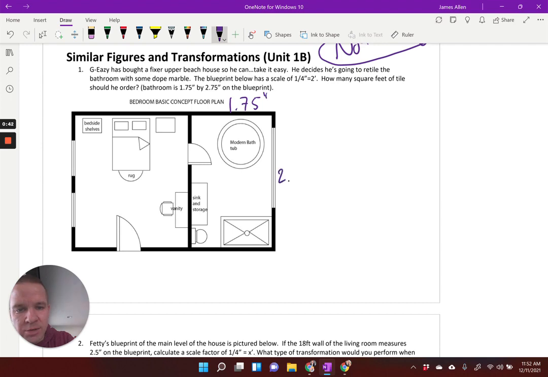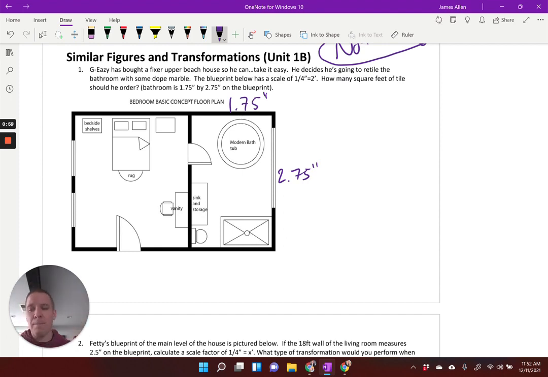1.75 inches and 2.75 inches for my bathroom. Now, we're not going to subtract out all these different fixtures and stuff like that because we don't really have any of those measurements. We're just going to do the whole rectangle, okay? This is obviously also a review of some area. The main thing here would be finding our actual dimensions. That's the Unit 1B topic.